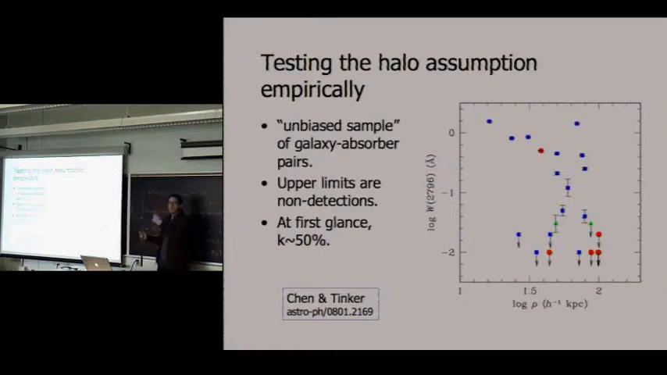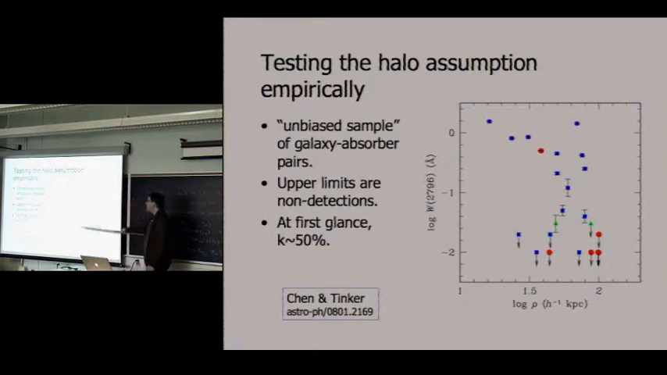Now, another way of doing it is if you start with an absorber and look for a galaxy, that can end up with biased results. So if you start with the galaxies, it's an unbiased sample. These upper limits are non-detections where we found no absorption. And it looks kind of like a mess here. At first glance, you'd say, well, the incidence rate is about 50%. 50% of the time you find absorbers here, but you've got these down here.